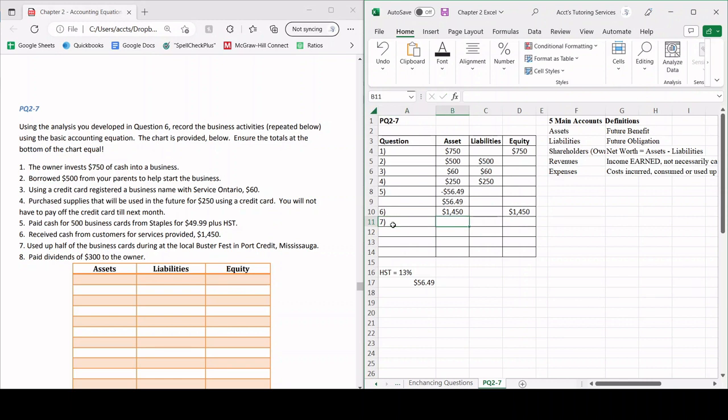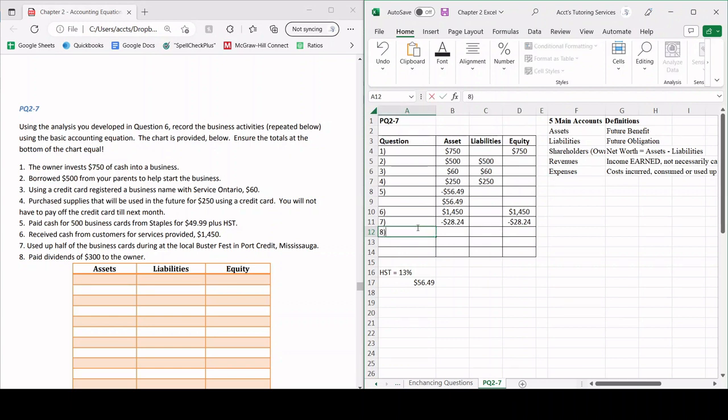Number 7 is used up half the business cards during the local Buskerfest in Port Credit, Mississauga. So we used up half of our business cards. So we're going to take this and divide it by 2. And let's change this, once again, to 2 decimal places. And since this is an expense to us, since we use something up or we consume something, our equity is also going to go down by the exact same number.